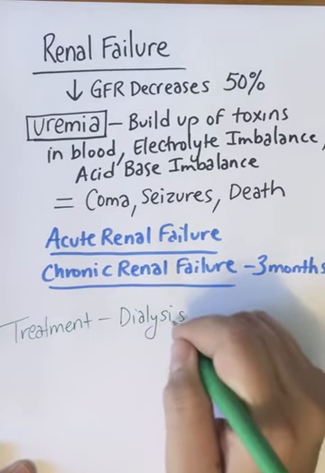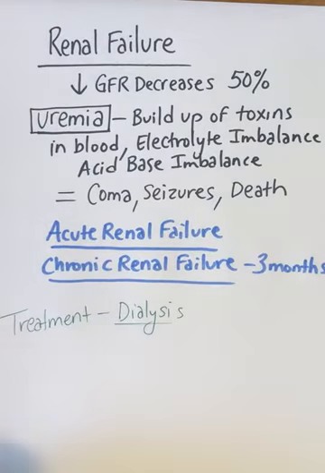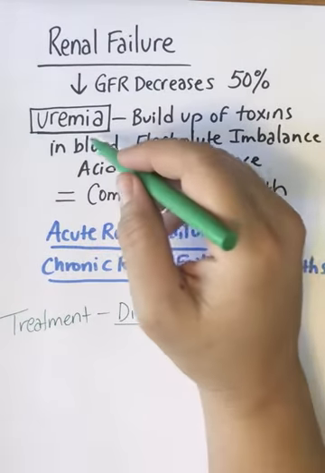Now, there are 2 different types of dialysis. Dialysis is a way to clean your blood. There is something called hemodialysis, which is more common, and then there is peritoneal dialysis, which is not as common. You can look through both of those, but hemodialysis is the most common treatment. Dialysis is going to treat only uremia.